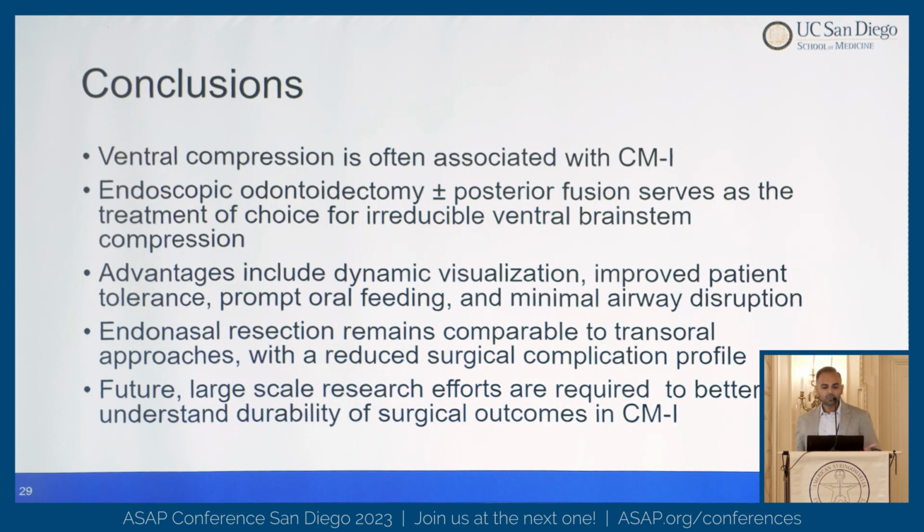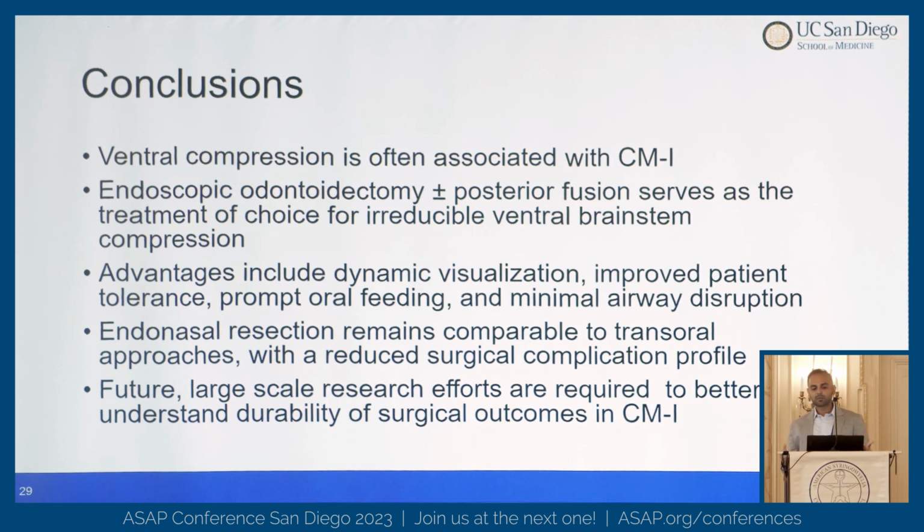So, in summary, we do see ventral compression a lot of the time in Chiari type 1, and endoscopic odontoidectomy plus or minus fusion, when it's indicated, really is a treatment of choice, at least in the modern era, for irreducible ventral brainstem compression. And some of the advantages of the endoscopic approach includes dynamic visualization, improved patient tolerance, prompt oral feeding after surgery, and minimal airway problems after surgery for our patients as well.